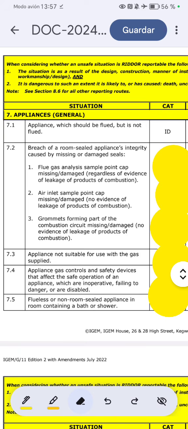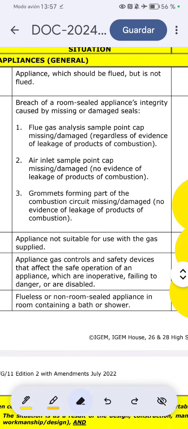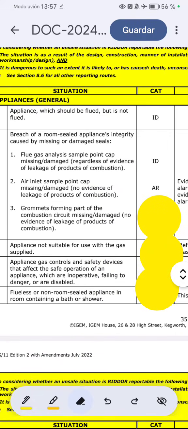7.2, breach of a room sealed appliance's integrity caused by missing or damaged seals. 1, flue gas analysis sample point cap missing/damaged, regard ID. And air inlet, this one's at risk. 2, air inlet sample point cap missing/damaged, no evidence of leakage of combustion. That's at risk. Grommets forming part of the combustion circuit missing/damaged, no evidence of leakage of products of combustion. That's at risk.